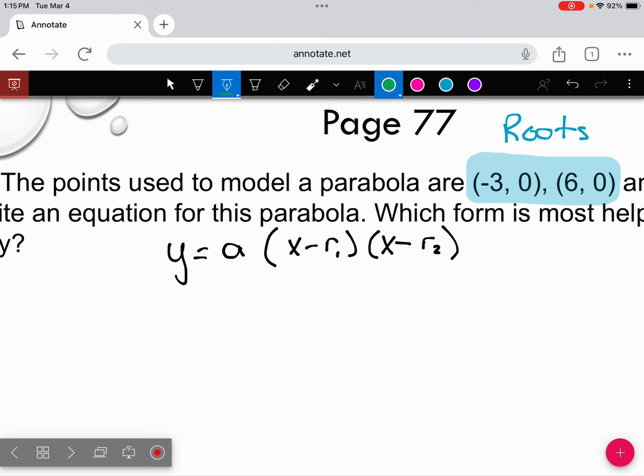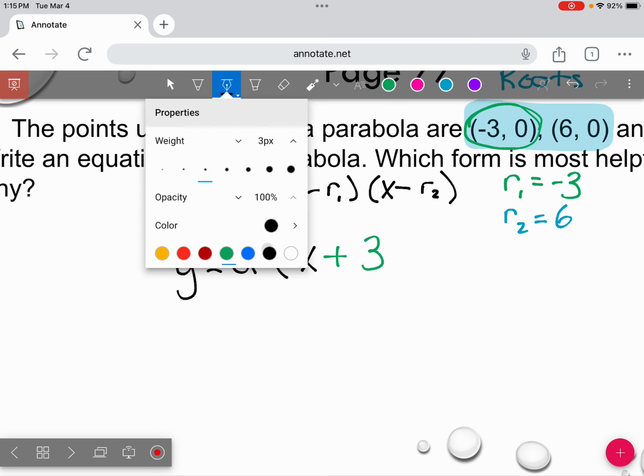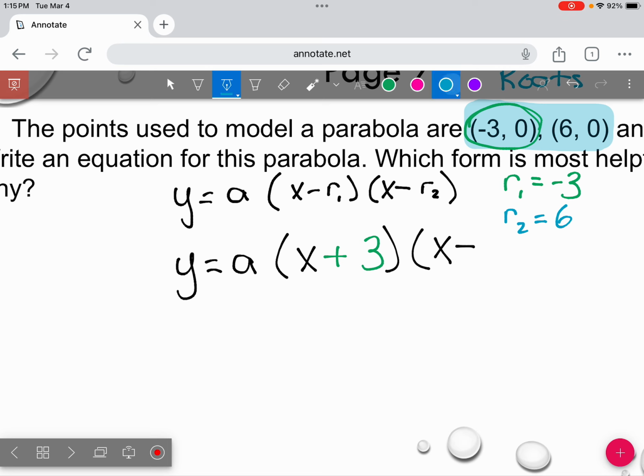So what are our roots up here? What's our root for this one? It's our first root, -3. What's our second root? 6. So we'll have r2 be 6. So I can fill in those couple of pieces right there. Whoa, wrong pen. y equals a times (x minus -3). What happens when I have x minus -3? It turns into a plus. So we get x + 3. And x minus 6.